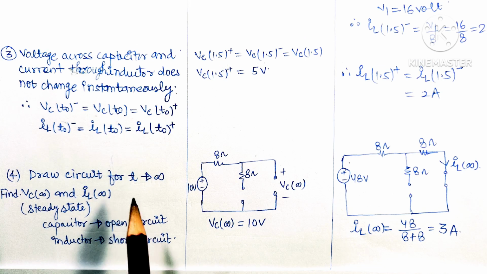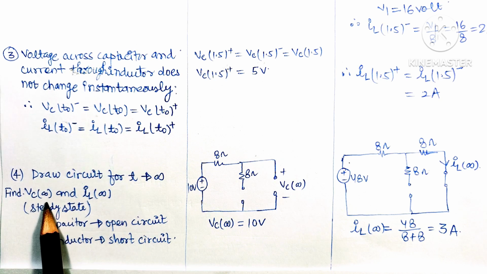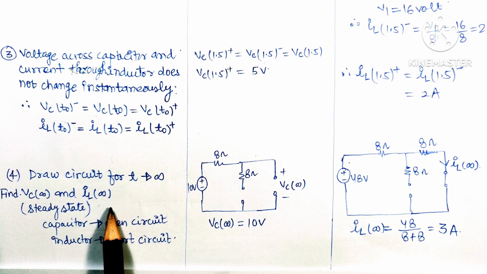Now we will draw the circuit for t is equal to infinity time, and we will calculate voltage across capacitor at infinity time and current through inductor at t equal to infinity time.